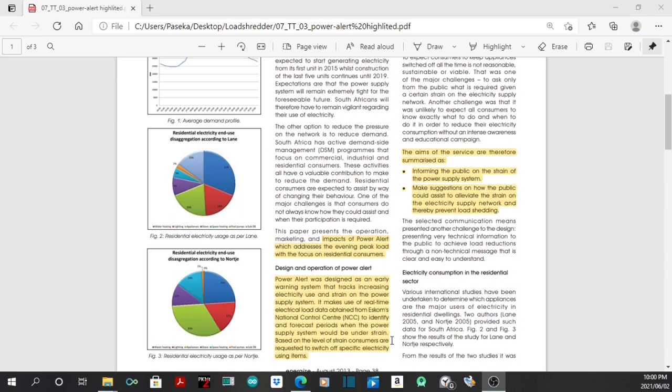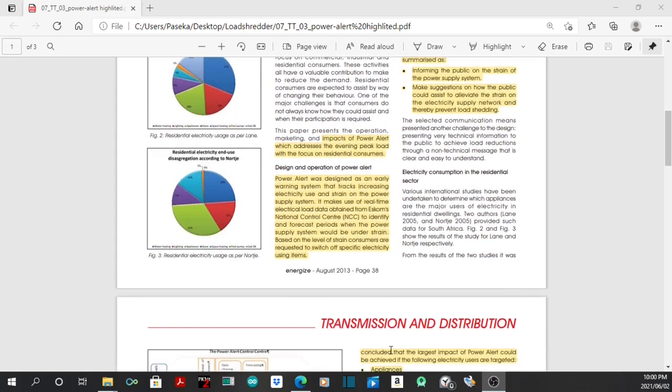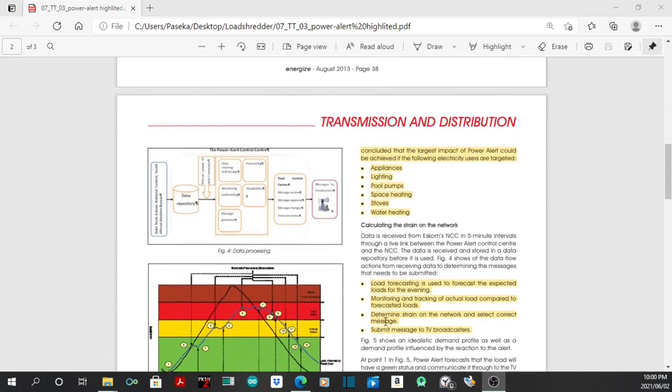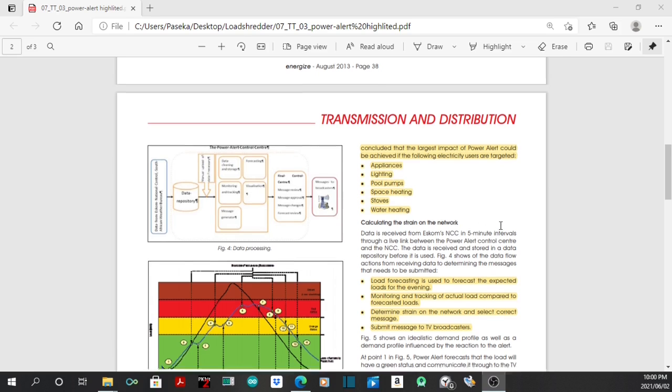And again, here we list the appliances that were mostly being targeted. And so it was concluded that the largest impact of power alert could be achieved if the following electricity users were targeted, and that is appliances, your lighting, your pool pumps, space heating, stoves, and water heating.